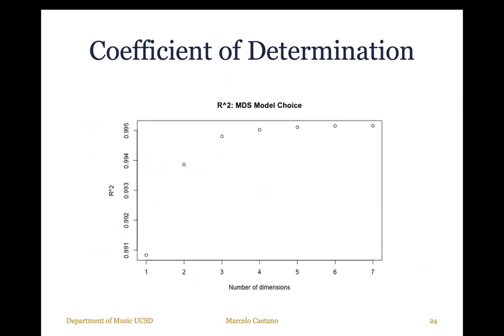So for the coefficient of determination, as a function of the number of dimensions, we can see that it goes up, and it seems to stabilize. I want to draw your attention that for 1 dimension, the coefficient of determination is already 0.99, right? But it keeps going up, and it can be said that at around 3, the variation is very, very small.